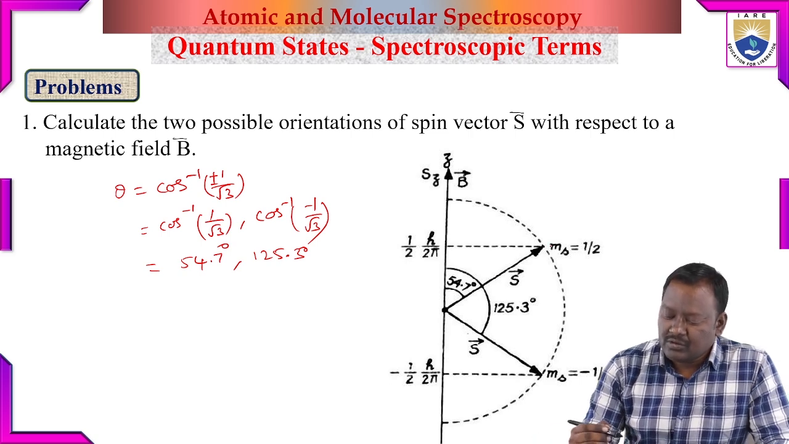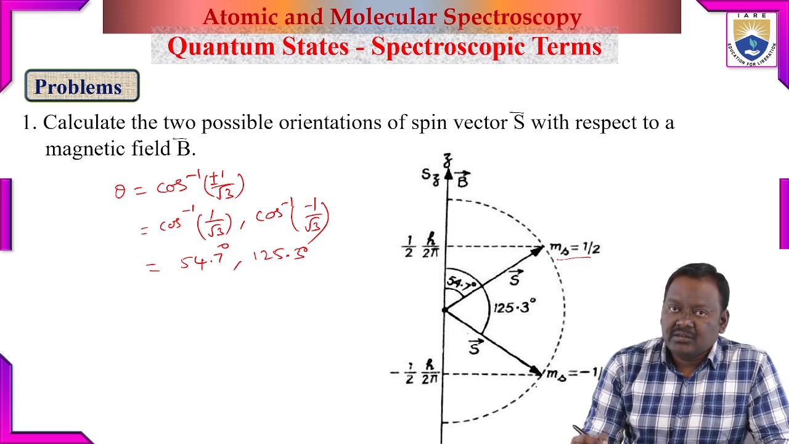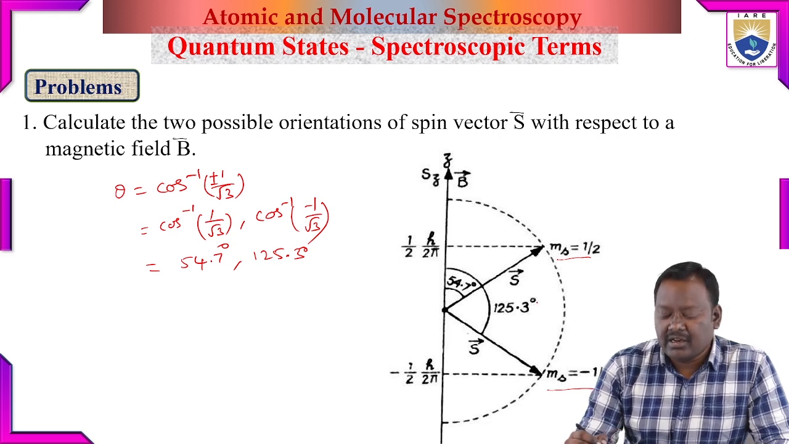So those two orientations of the spin are represented here in this diagram. For ms value 1 by 2, we are getting the orientation of electron with 54.7 degrees with the z axis. The angle made by the electron for the orientation ms equal to minus 1 by 2 is 125.3 degrees with the z axis.